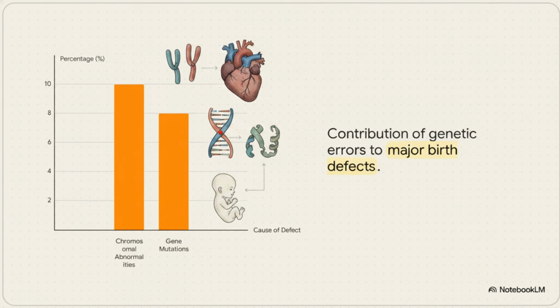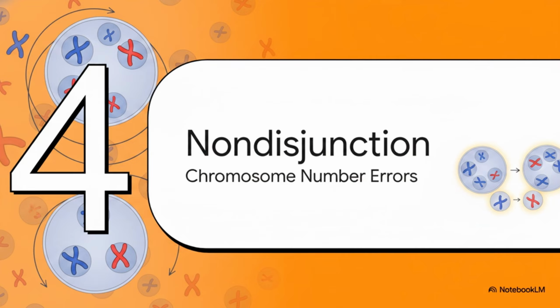And you can see from this chart, single gene mutations are right there too, as another major contributor. Together, these genetic mistakes are the main reason for many of the congenital malformations you're going to encounter in your clinical practice. All right, let's get specific about what actually goes wrong. We're going to start with one of the most common types of errors, non-disjunction. This is just a fancy term for the failure of chromosomes to separate properly during cell division. When this happens, you end up with daughter cells that have the wrong number of chromosomes.